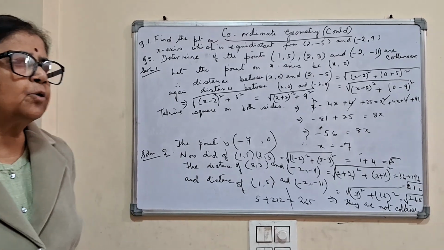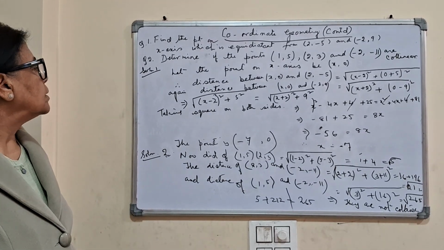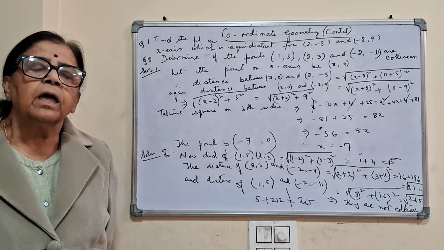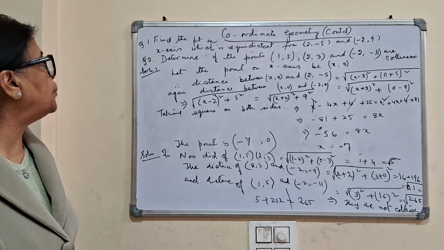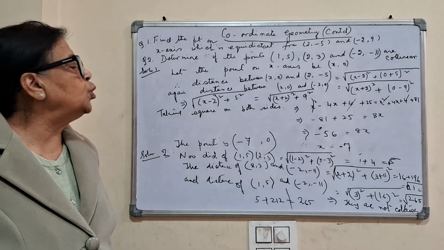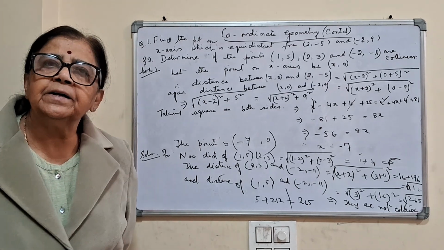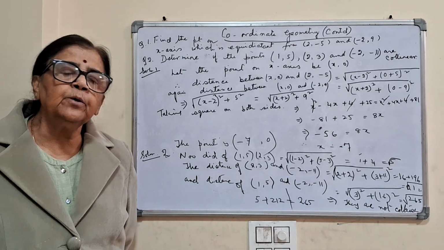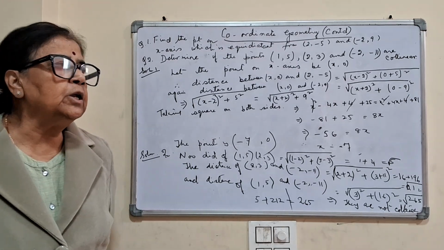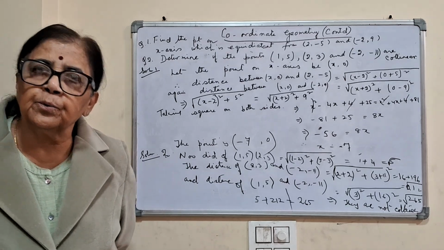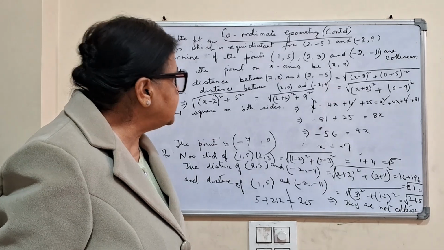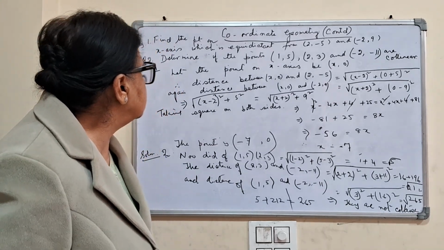Coordinate geometry, continued. I am giving you two questions and we will be discussing them. First question: find the point on the x-axis which is equidistant from (2, -5) and (-2, 9). And question 2 says: determine if the points (1, 5), (2, 3) and (-2, -11) are collinear.